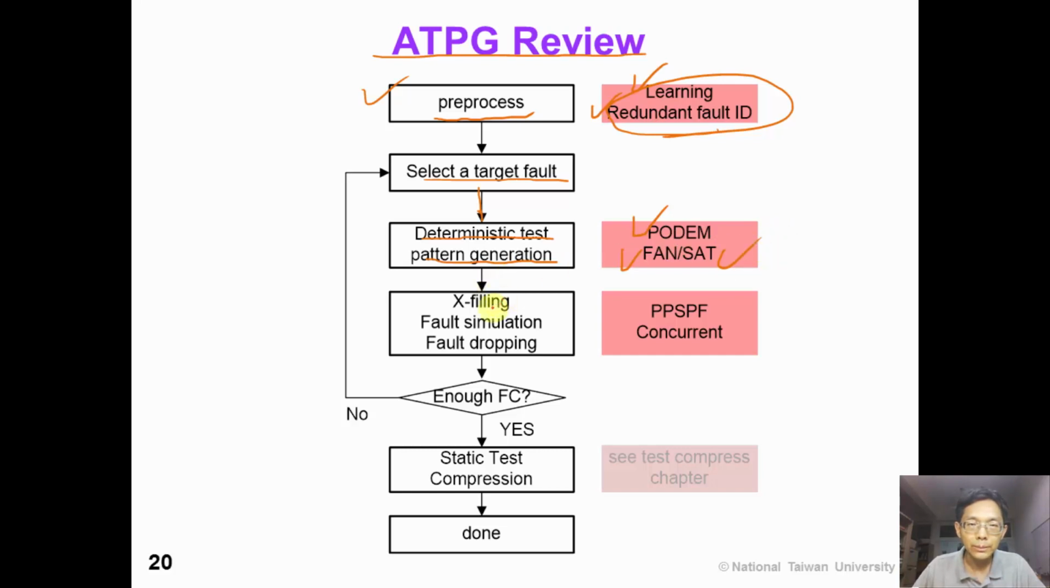After we generate a test pattern, we can fill the unspecified bits and run fault simulation. For example, parallel pattern single fault propagation or concurrent fault simulation. And then we drop the detected faults. We remain in this loop until we are satisfied with the fault coverage or the time is up. Then we move on to static test compression, which will be discussed in the test compression chapter. And then we finish the test pattern generation.